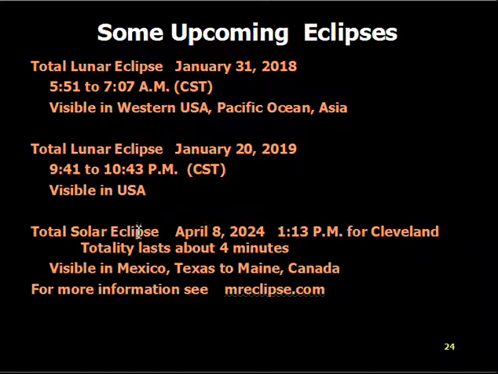And then a total solar eclipse, April 8th, 2024, back in the United States for a total solar eclipse. The eclipse track goes from Mexico, then Texas to Maine, and into Canada. Look at MrEclipse.com for some good information. And 1:13 p.m. near Cleveland, I might be out there. 1:13 p.m. is the eclipse time for Cleveland, Ohio.